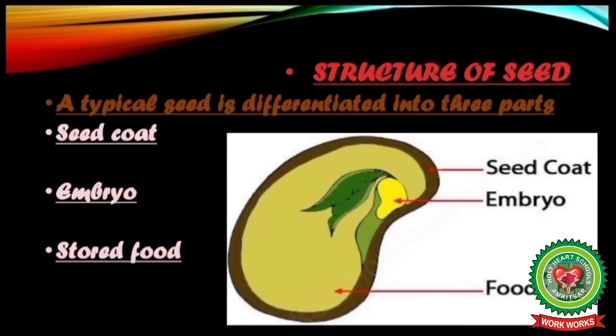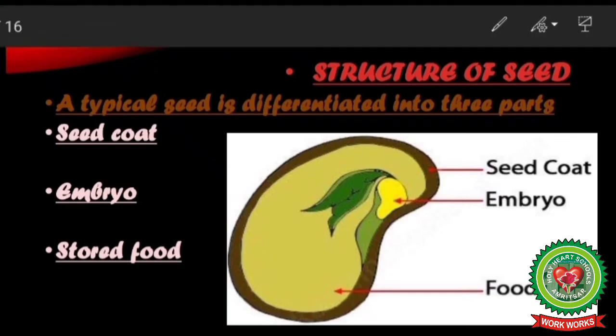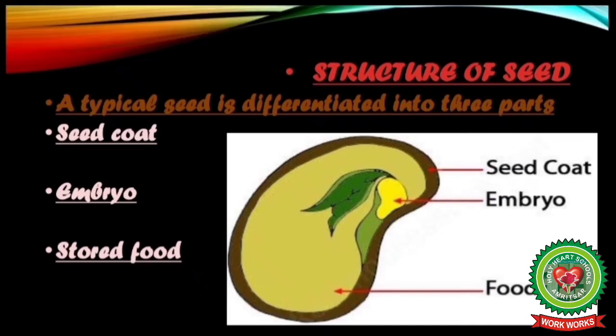All seeds have some common features, though they vary in size, shape, color, and some other features. A typical seed is differentiated into three parts: seed coat, embryo, and stored food. So, first of all, we are going to talk about the seed coat.